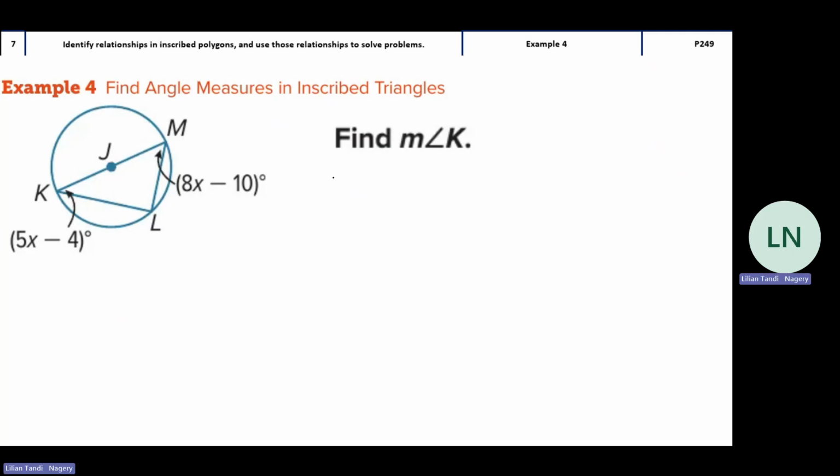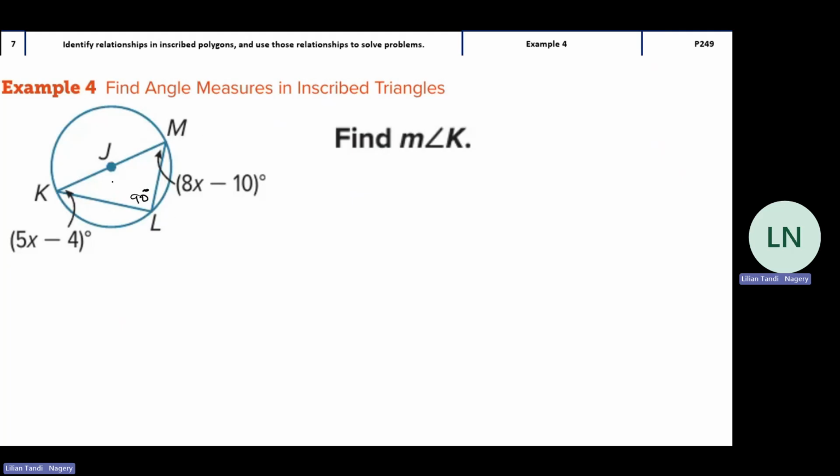We want to find angle K. Because this line is a diameter, it forms a triangle. The angle inscribed from the diameter must be 90 degrees. That's the canon: an angle inscribed from the diameter gives you 90 degrees.